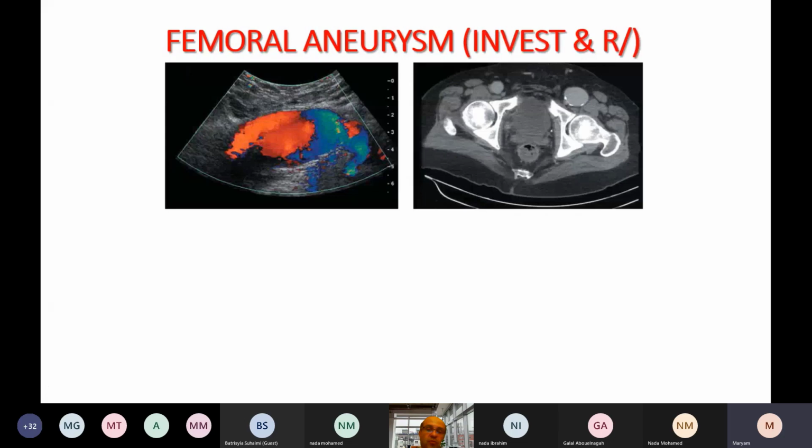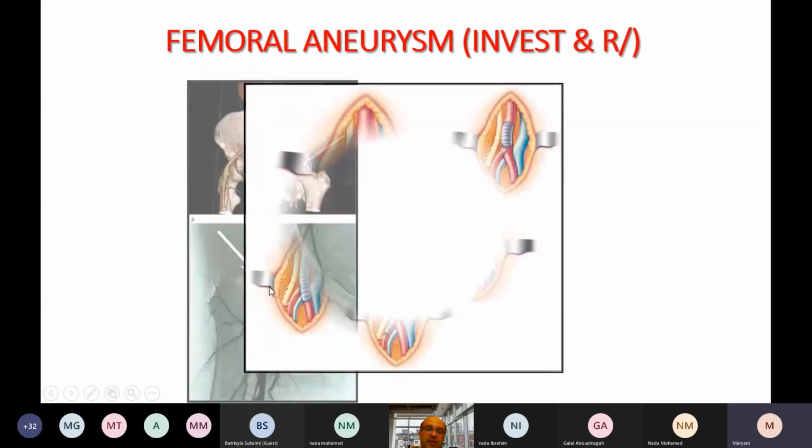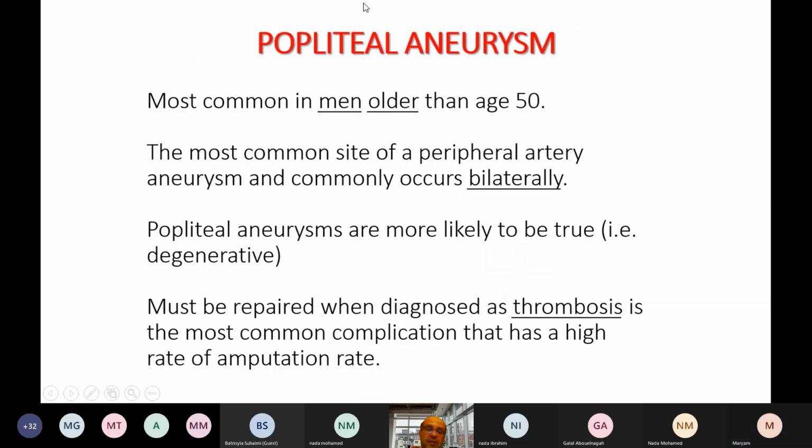What I have to do for the patient: this is a duplex ultrasound showing the aneurysm dilatation, and I have to treat it. This is an aneurysm repaired with an arterial vein, and I can also treat it with a synthetic material. Popliteal aneurysm is very dangerous. In most of the cases it is bilateral. Also, it may be associated with AAA.